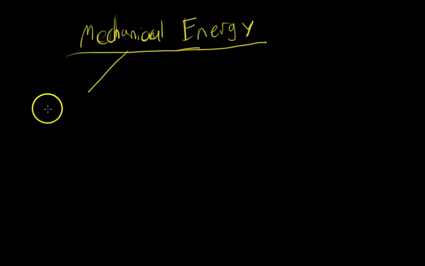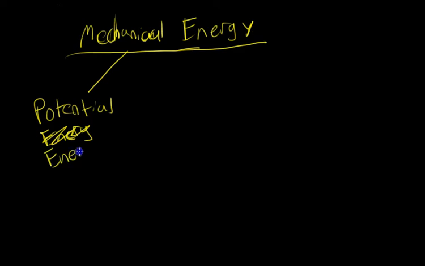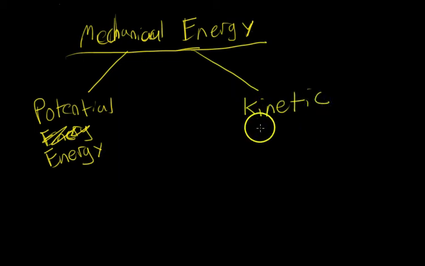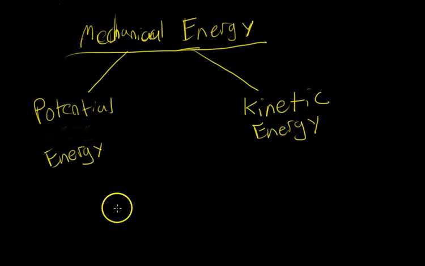We have two types of mechanical energy. We have potential energy, and we have kinetic energy. Those are our two most common forms of mechanical energy. When you talk about energy, you'll hear those. You'll only hear those really. I mean, there's other things like chemical energy, but that falls under potential energy.